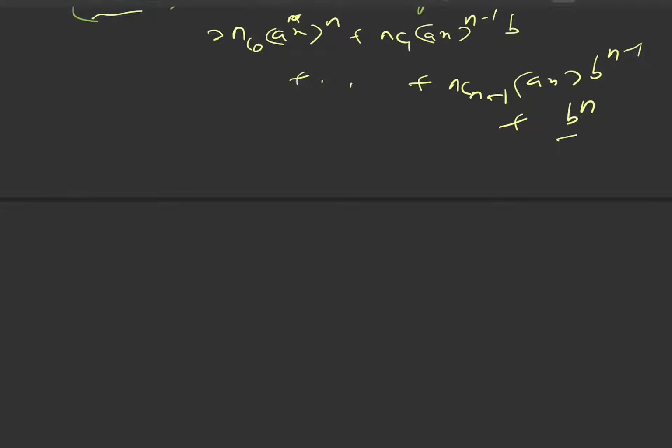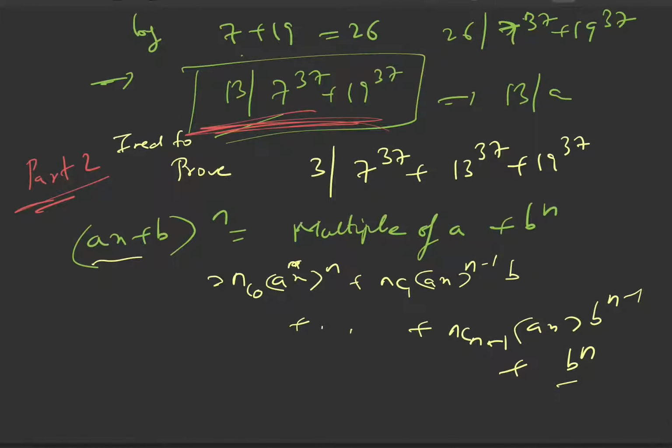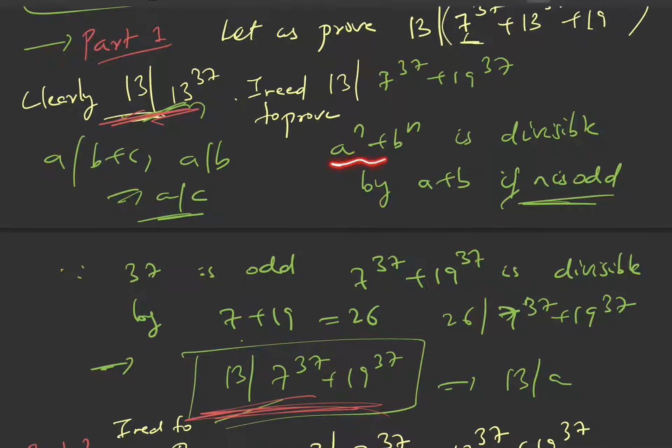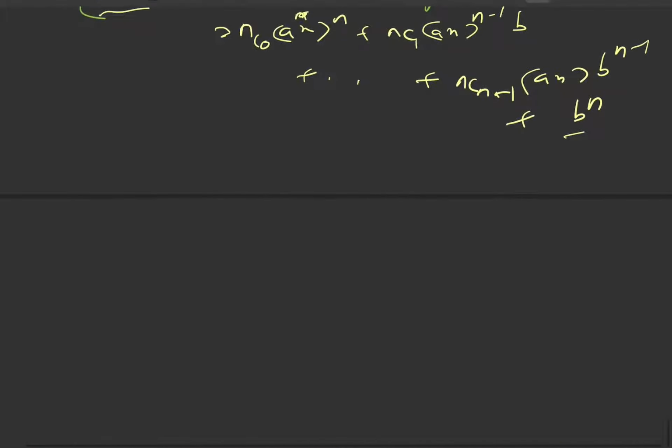So let us use this property. This is a very important property. We have used it in assignments also, in so many questions. So all these properties are very important: a power n plus b power n is divisible by a plus b if n is odd; a divides b plus c and a divides b means a divides c. That is very intuitive. Yes, so let us prove this.